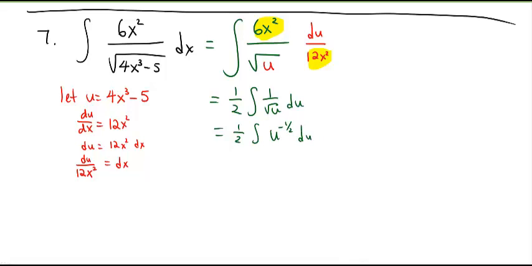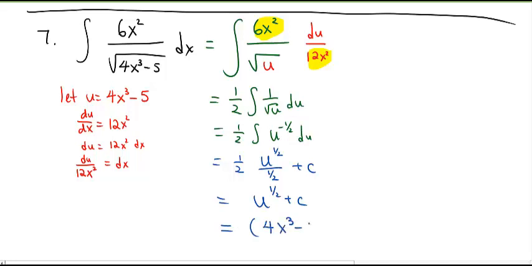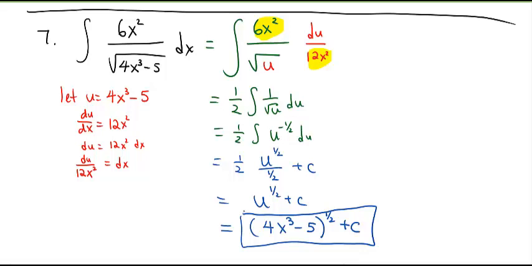And now I can integrate. The integral of u to the negative 1/2, that's the power, so I'm going to increase it by 1, divide by the new exponent. That just gives me u to the power of 1/2 plus c, and then finally, don't forget, resubstitute. Beautiful. Okay, once again, a few more steps, but a lot more logical, methodical than saying, hey, just make it disappear.